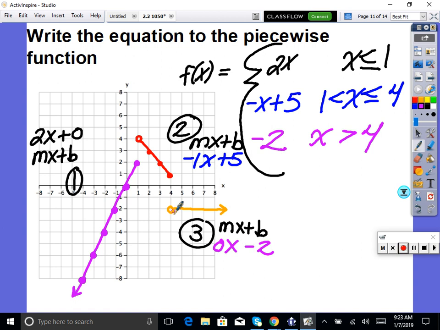Writing the equation will be pretty easy. It'll all be lines. The piecewise function, mx plus b. Questions on that?